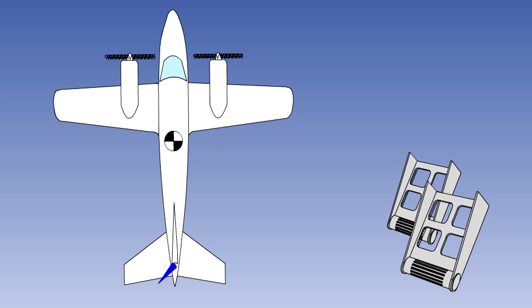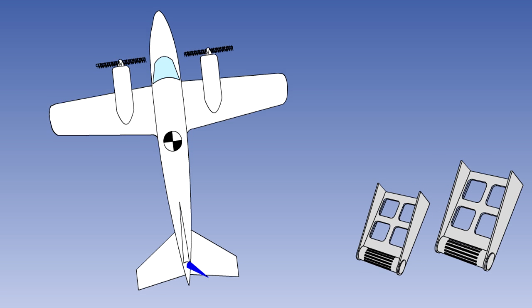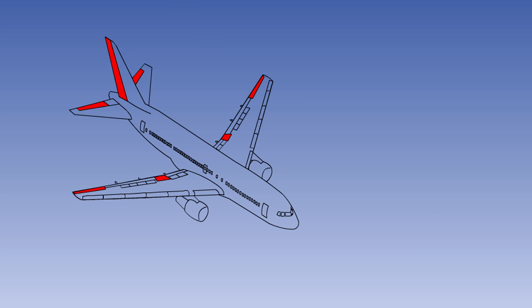Pushing the left pedal forward causes the rudder to move to the left, and the aircraft nose to your left. Pushing the right pedal forward causes the rudder to move to the right, and the aircraft nose to your right. The ailerons, elevators and rudder are known as the primary flight controls.